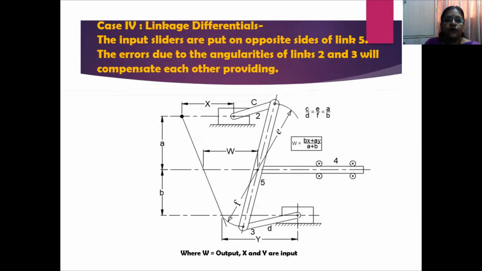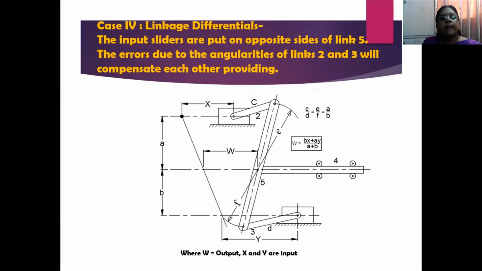Now this is case 4, in linkage differentials. Now you can see another modification in the previous mechanism. That is, link 5 is now brought forward, not at the end, but directly attached to link 2 and 3. You can see the sliders on link 2 and 3 are on opposite sides of link 5. So the sliders connected to link 2 and 3 are placed on the opposite side of link 5.